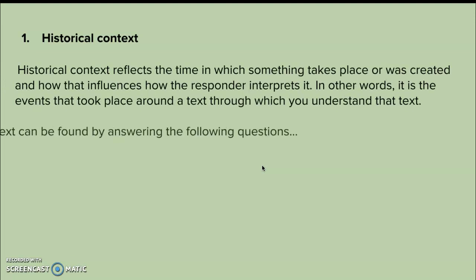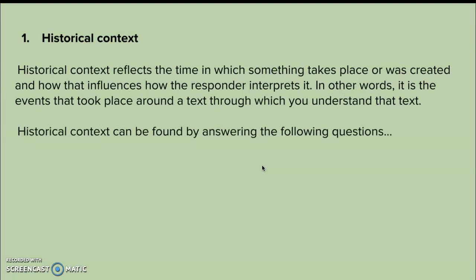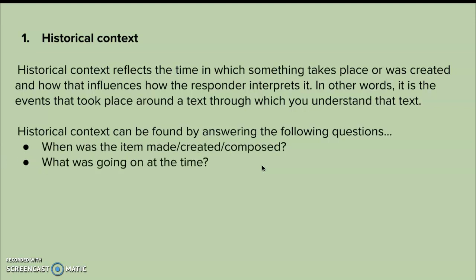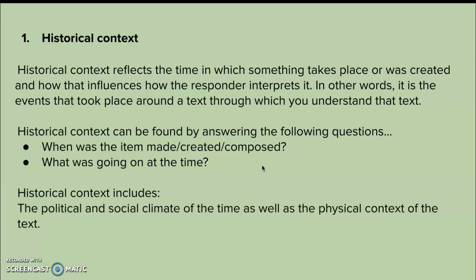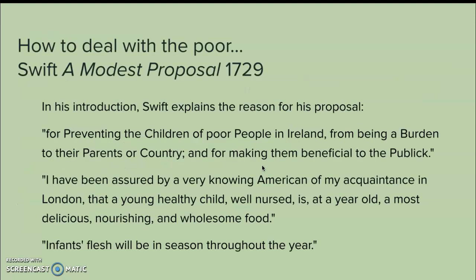So the first context that we need to discuss is historical context. So this is your time and place when something is created. So you can find historical context by asking the following questions. When was the item made, created, or composed? What was going on at the time? And historical context includes the political and social climate of the time as well as the physical context of a text. So you'll see that each of these contexts that we talk about will overlap.